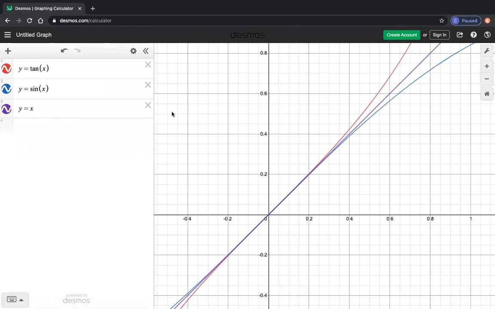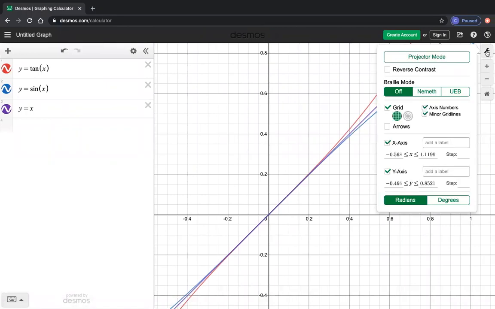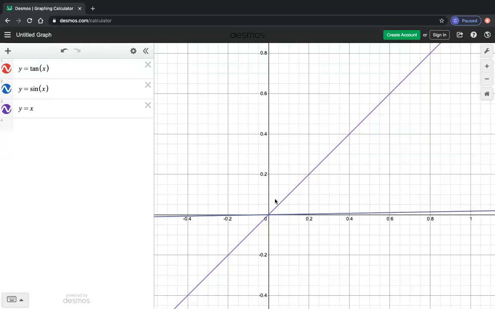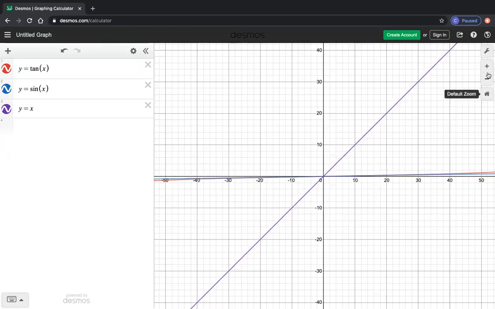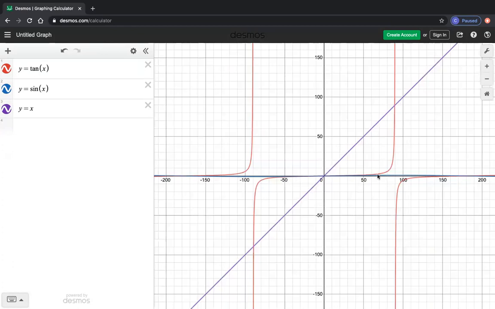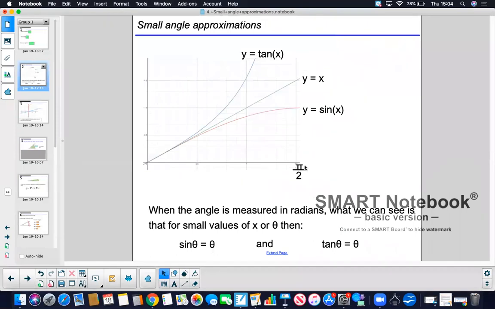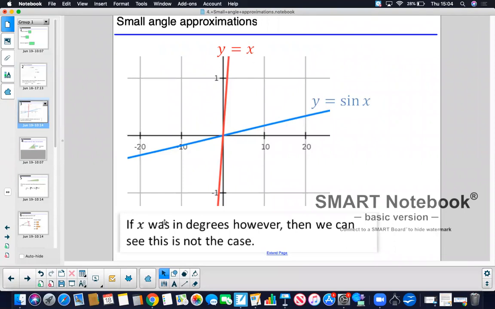If we go back to Desmos and I change my settings and put this into degrees, as you can see, the three lines are not on top of each other anymore. If I zoom out, I'd have to change the settings to be able to see them all properly. But as you can see, here's our sine curve and here's our tan curve, and it doesn't hold when we're using degrees, only for radians. So if x was in degrees, we cannot see this case.